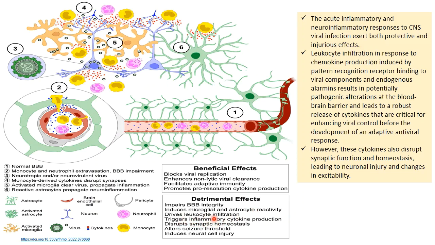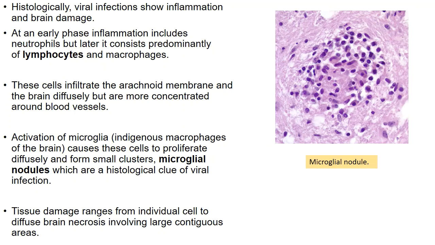It also drives leukocyte infiltration and triggers inflammatory cytokine production. It disrupts the synaptic homeostasis, resulting in characteristic altered seizure threshold and epileptogenesis. In addition, it also results in oxidative stress and neuronal necrosis. Okay. So now coming to the histological aspect of the viral infection. Histologically, viral infections show characteristic inflammation and brain damage.